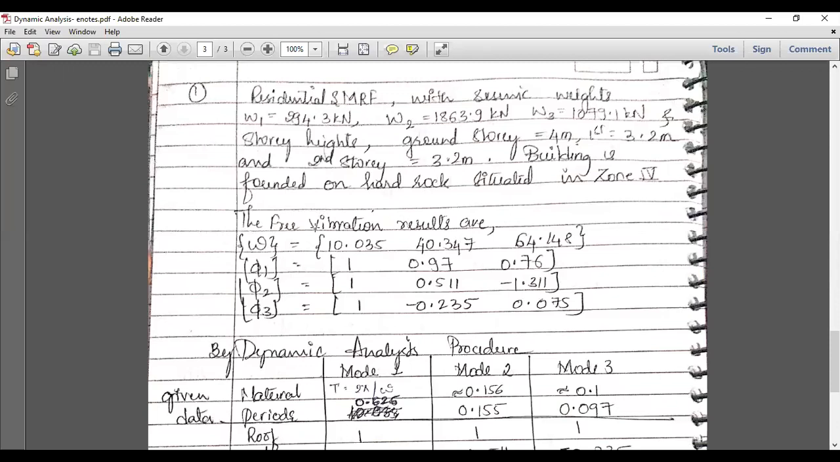Now in dynamic analysis, these things are given in your question. Actually, this is calculated and obtained from structural dynamics. The students who have opted for structural dynamics will know how to calculate the omega values and the different mode shapes for the given data. So this part is basically from structural dynamics, but others need not worry, because this will be given to us in the question.